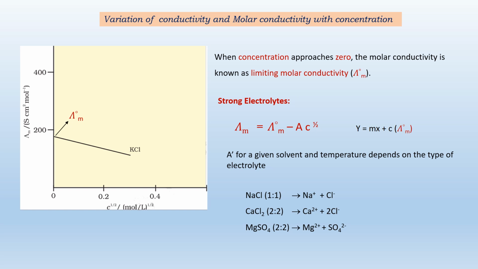And the A value depends on the type of electrolyte. That is, if you take NaCl, it is 1:1. That is, it has a charge of +1 and -1. If you take calcium chloride, it is 2:2 because it has a 2 plus charge and 2 into Cl minus, that is, it has -2 charge. When you multiply the -1 into 2, you will get -2. And for magnesium sulfate, again it is 2:2 because magnesium has a 2 plus and the sulfate ion is a 2 minus.